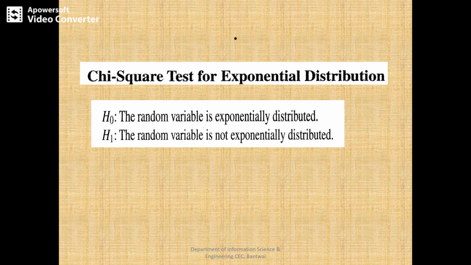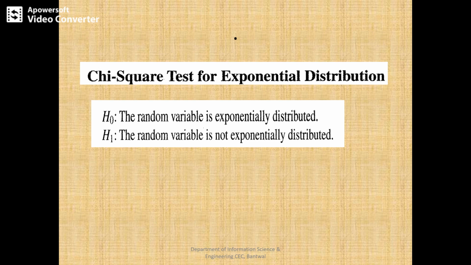In the exponential case, to perform the chi-square test with intervals of equal probability, the endpoints of the class intervals must be found. The number of intervals k should be less than or equal to n by 5. Assume that in this example n is 50. Then k is less than or equal to 50 by 5, which is 10. So that is how we take the k value, and then the endpoints can be found.